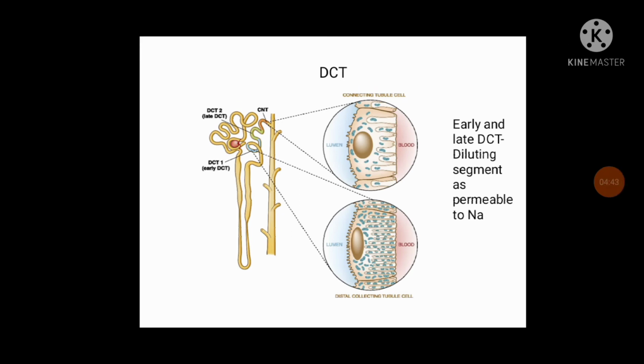Coming to the distal convoluted tubule, the important function of the distal convoluted tubule is reabsorption of sodium and water. Okay, so the early part of the distal convoluted tubule is very active, as you see there are a greater number of mitochondria, and the late connecting distal convoluted tubule is comparatively less active. Okay, so early and late DCT act as a diluting segment, as it is permeable for sodium.